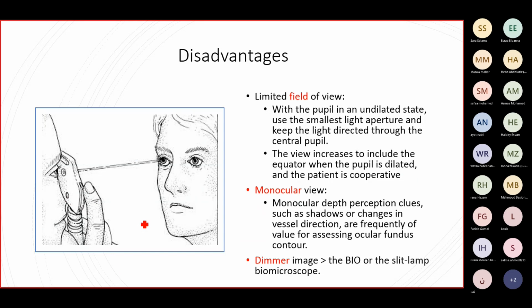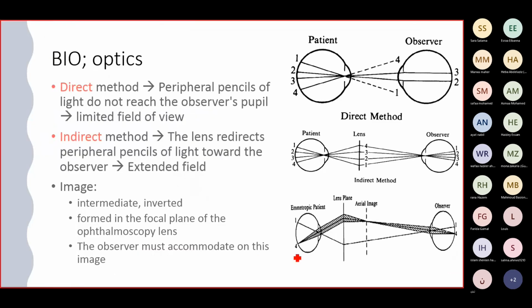Again, the illumination is dimmer than the binocular indirect ophthalmoscope or the slit lamp biomicroscope with Volk lenses. Okay, any problems with the direct?